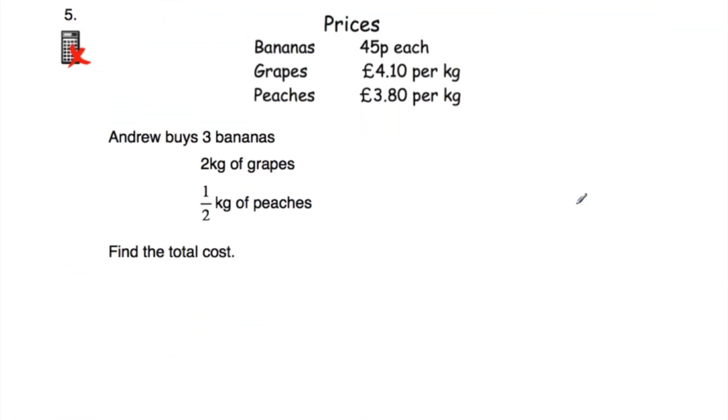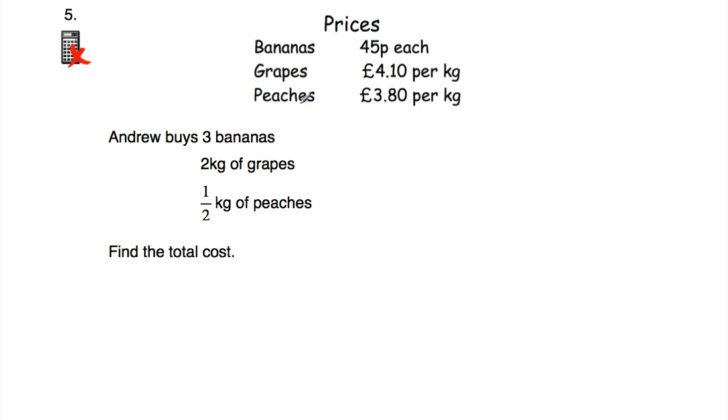So question number 5, it's a non-calculator question, so I put my calculator down. And we've got bananas cost 45p each, and grapes cost £4.10 per kilogram, and peaches cost £3.80 per kilogram. And Andrew wants to buy 3 bananas, 2 kilograms of grapes, and half a kilogram of peaches. Find the total cost. So let's start off with the bananas.